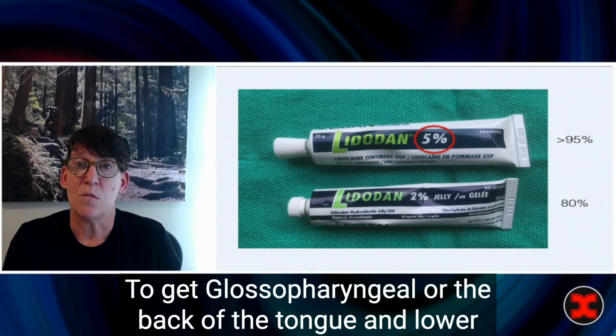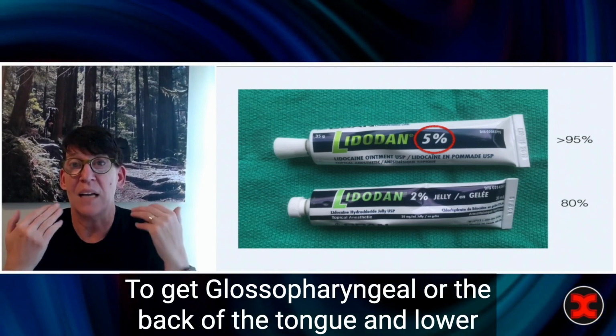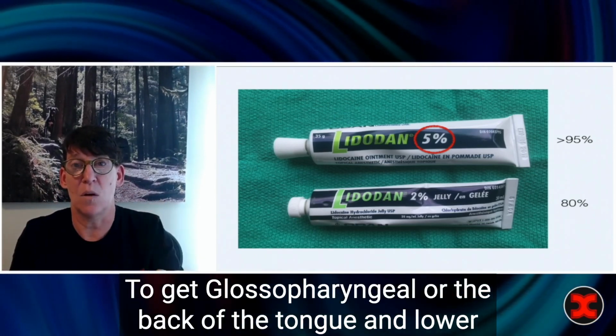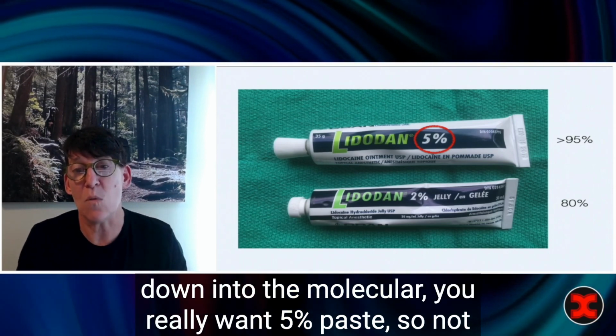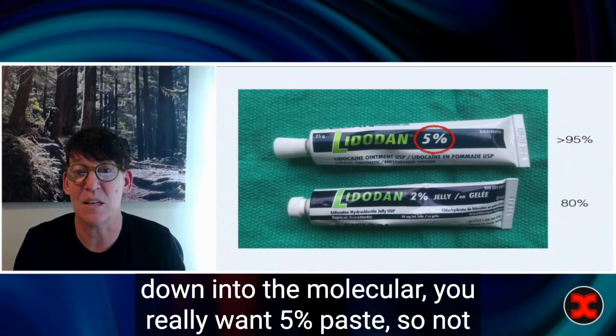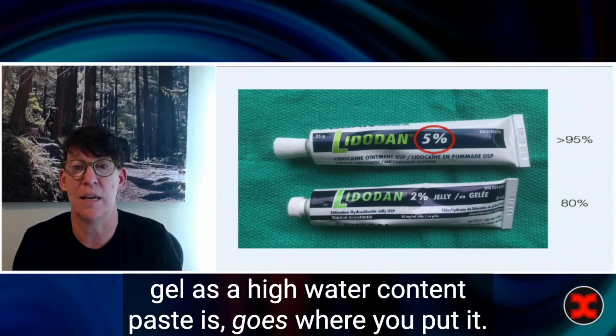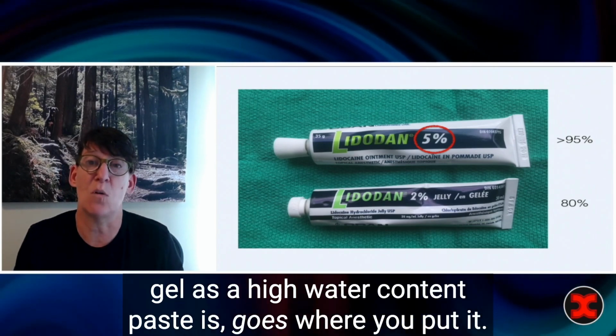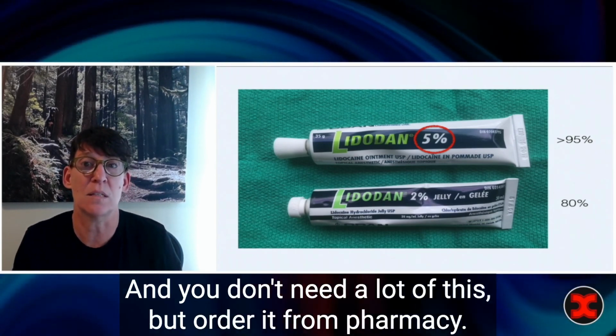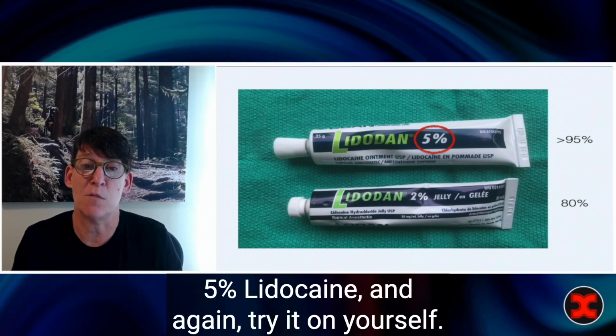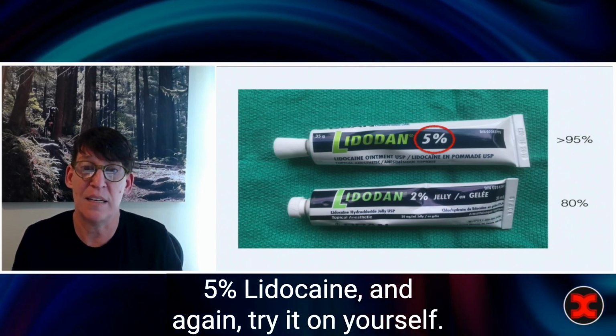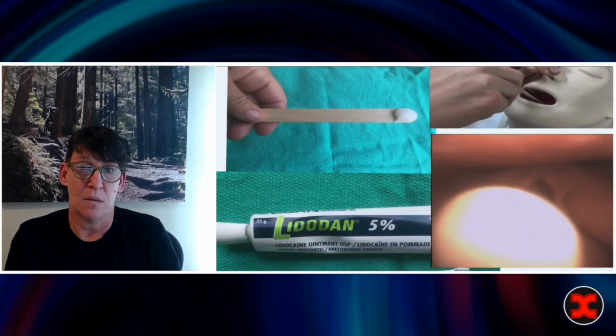To get glossopharyngeal, or the back of the tongue and lower down into the vallecula, you really want 5% paste. So not gel, which has a high water content. Paste goes where you put it. And you don't need a lot of this. But order it from pharmacy, 5% lidocaine. And again, try it on yourself.